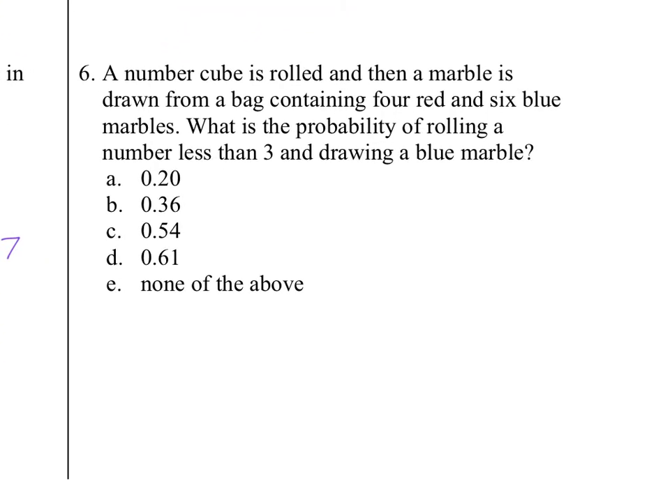All right, a number cube is rolled and then a marble is drawn from a bag. Okay, so for the number cube, I have 6 possible answers. For a marble, it has 4 red and 6 blue, so 4 and 6 is 10. So I have 10 possible marbles I can pull from the bag. All right, so what is the probability of rolling a number less than 3? So how many numbers do I have less than 3 that are on a number cube? 1 and 2. So I have a total of 2 numbers.